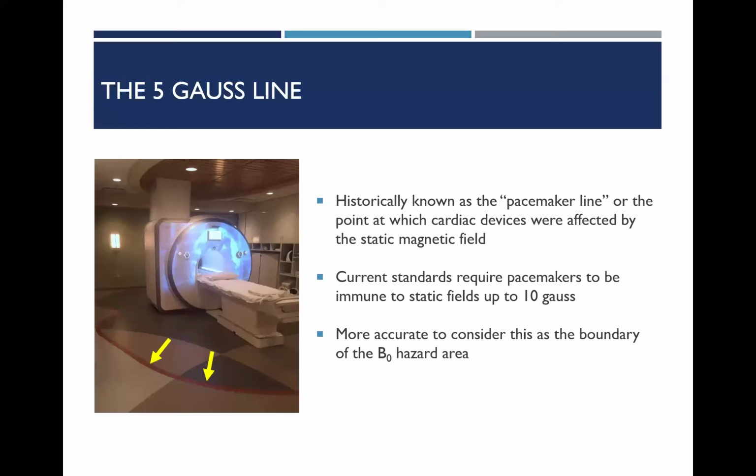The 5-Gauss line is historically known as the pacemaker line, or the point at which cardiac devices were affected by the static magnetic field. This line can be found in all MRI rooms on the floor. The current standards require pacemakers to be immune to static fields up to 10 Gauss. So it's more accurate to consider this 5-Gauss line as the boundary of the B0 hazard area.